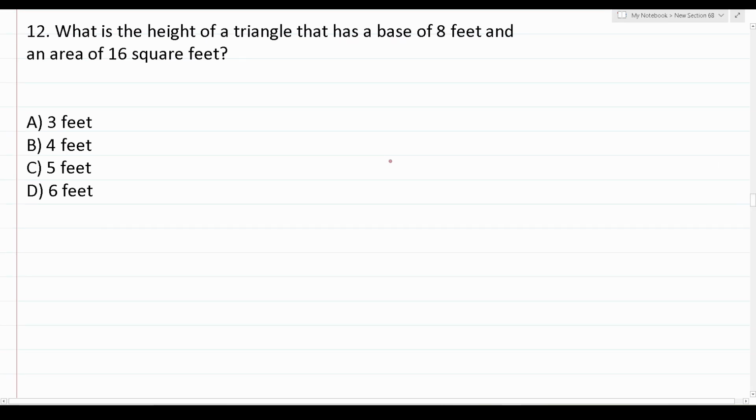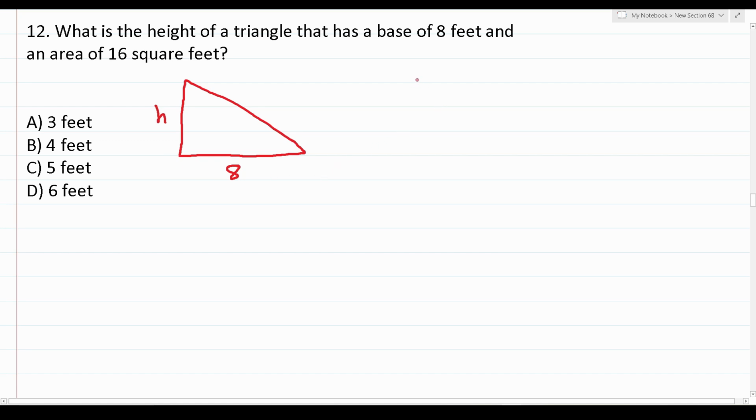All right, number 12 here says, what is the height of a triangle that has a base of 8 and an area of 16 square feet? All right, so if it's helpful, you can make a diagram of a triangle. And in this case, we weren't told what type of triangle we're dealing with. So I'm just going to draw a nice right triangle here. And we're told the base of this triangle was 8. And we want to know what its height is.